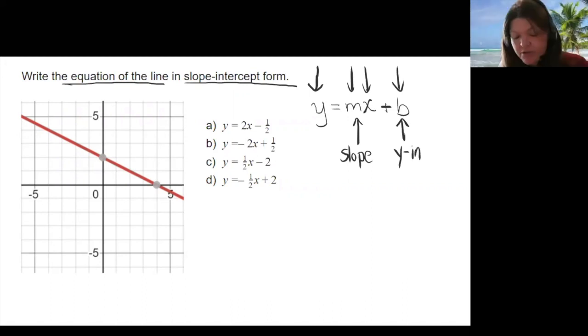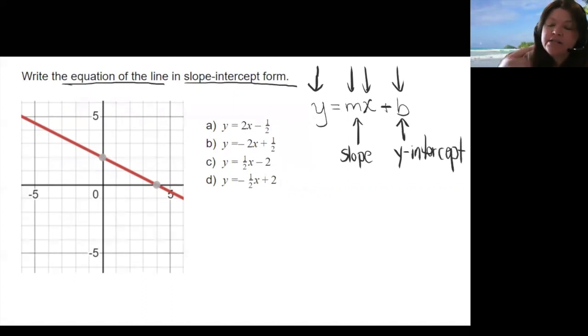Not a y value, but the y-intercept, where my line crosses the y-axis. So I can see the slope and the y-intercept when my y is alone. This is really wonderful to us because now I can just look at my graph and find the slope and the y-intercept. Let's start with the y-intercept because it's easier.